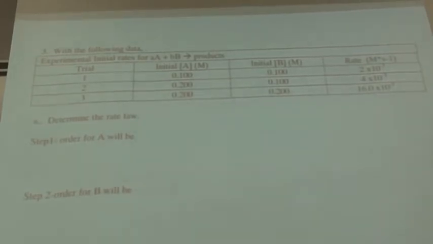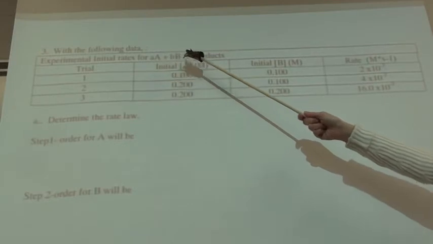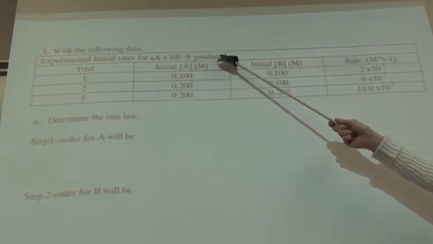All right, remember I told you that the order of a reaction can only be determined how? Experimentally. Look, here's some experiments. Here are the reactants. We're mixing A and B, and some products are being formed.